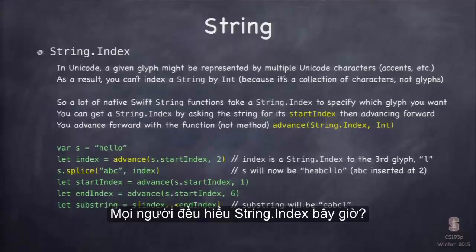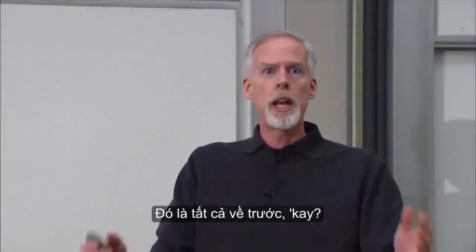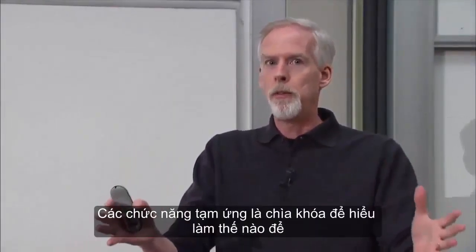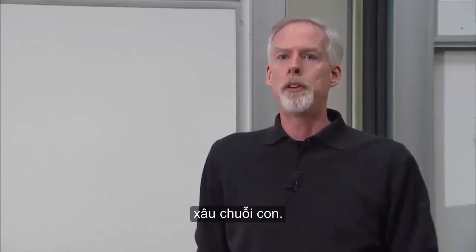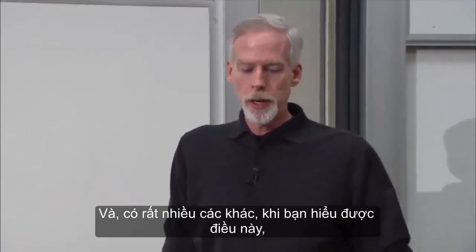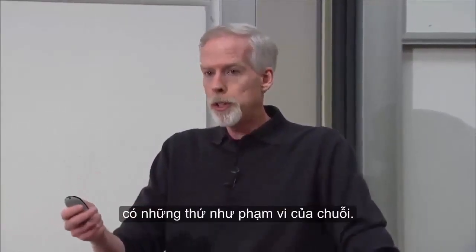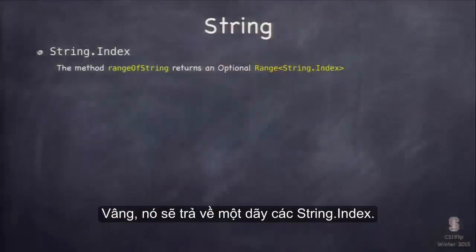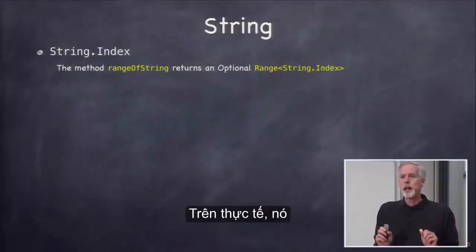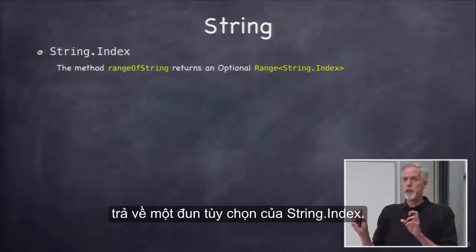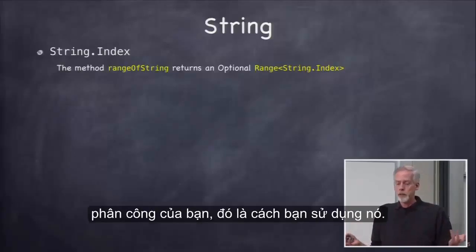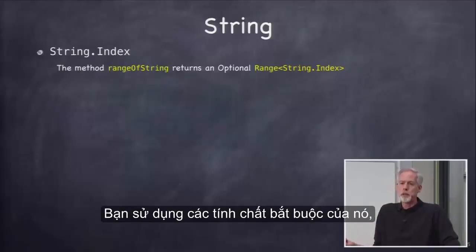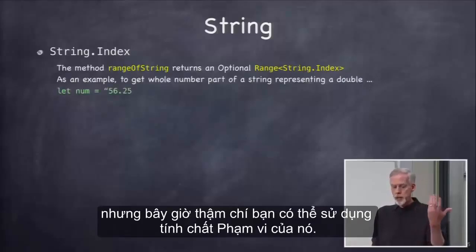Everyone understand string dot index now? It's all about advance. The advance function is the key to understanding how to substring strings. And once you understand this, there's things like range of string. Remember we used range of string in calculator, and I told you it returned nil if it couldn't find it. Well, what does it return if it could find it? It returns a range of string.index. Actually, it returns an optional range of string.index. That's how, if you used it for your assignment, you used the optional nature of it, but now you could even use the range nature of it.